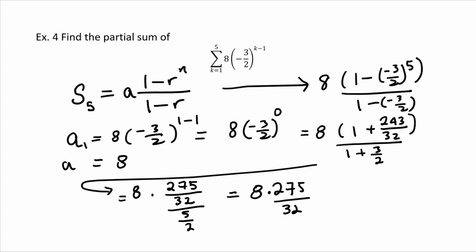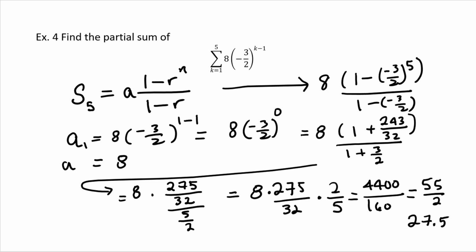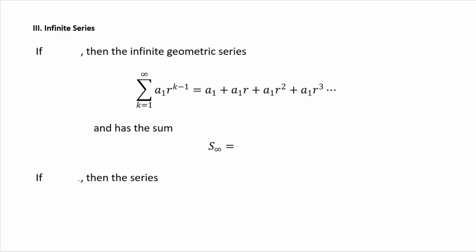Let's continue. We'll have 8 times 275 over 32, and then we flip, let's find the reciprocal and multiply the 5/2, so we'll multiply by 2/5. Multiplying across the numerator, I get 4,400, and 32 times 5 is 160, and the sum reduces to 55/2, and if you want it in decimal form, that'll be 27.5.